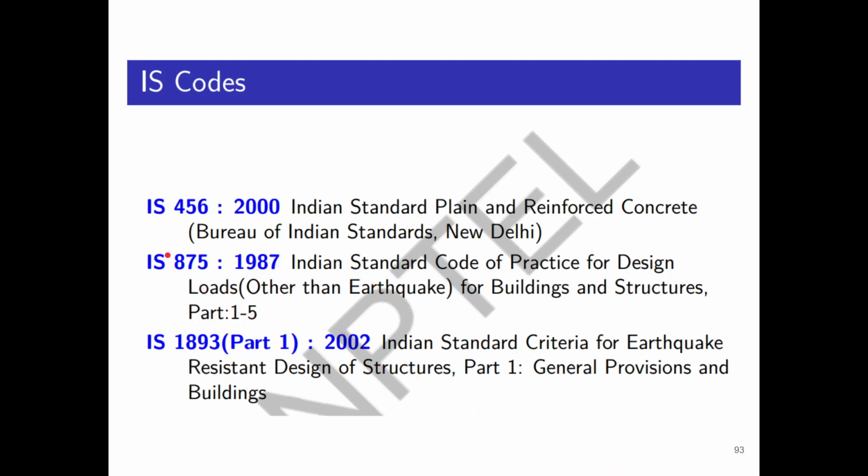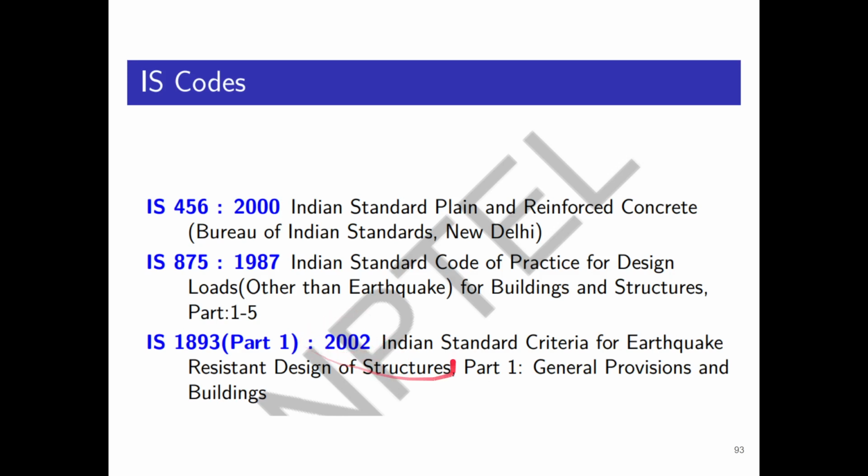So Part 1 is for dead load, 2 is for live load, 3 is for wind load, 4, I think I forgot the actual, I think it is for snow or some ice load, something like that. And 5 is for various combinations. So those loads you will get there, but basically we mainly require dead load, live load, and earthquake. Dead load and live load you get from IS 875, earthquake you get from IS 1893 Part 1. Here it has been mentioned 2002, but the latest version that we consider is 2016.